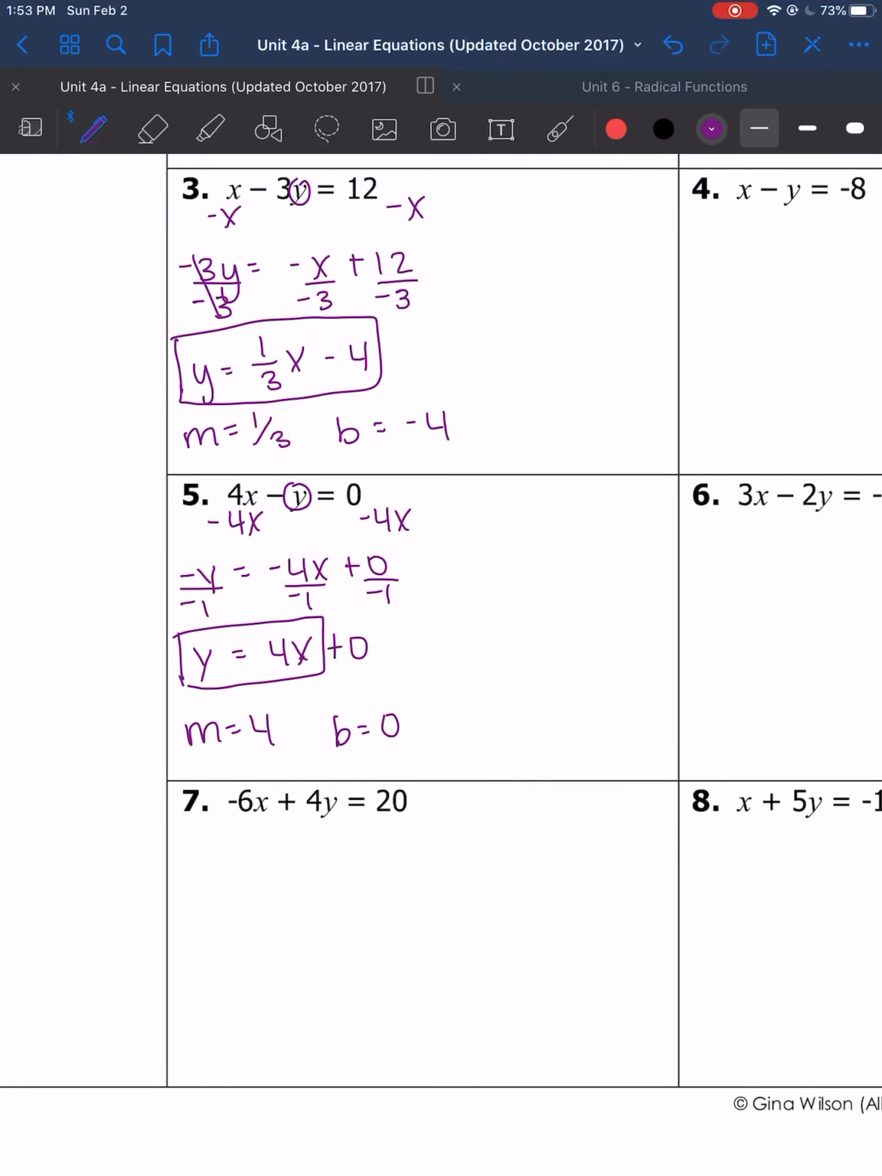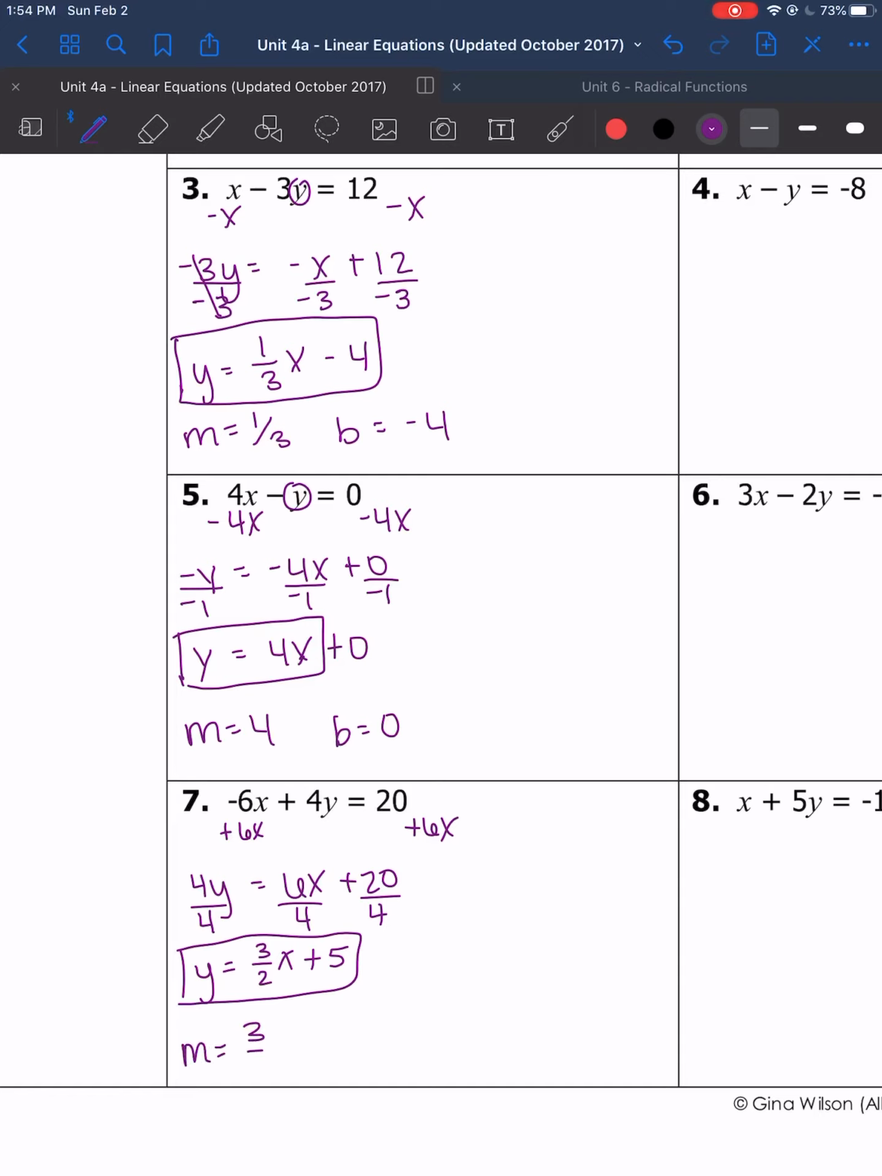This one gets a little more complicated because they both have coefficients. So let's add 6x to both sides. So 4y equals 6x plus 20, and I'm going to divide by 4 on both sides, on all of the terms. So I have y equals 6/4, which simplifies to 3/2 x plus 5. So that's how you write it in slope-intercept form, but then my slope is 3/2, and my b, or my y-intercept, is 5.